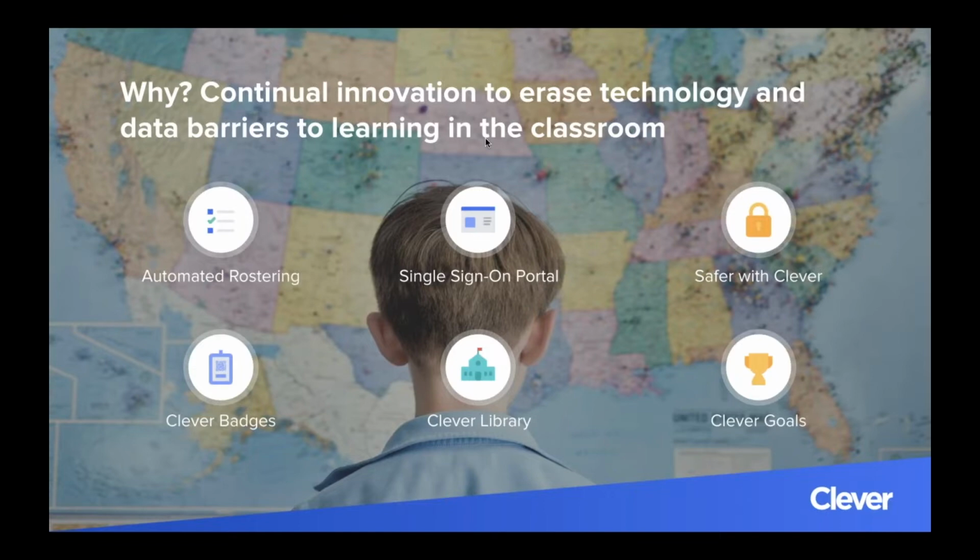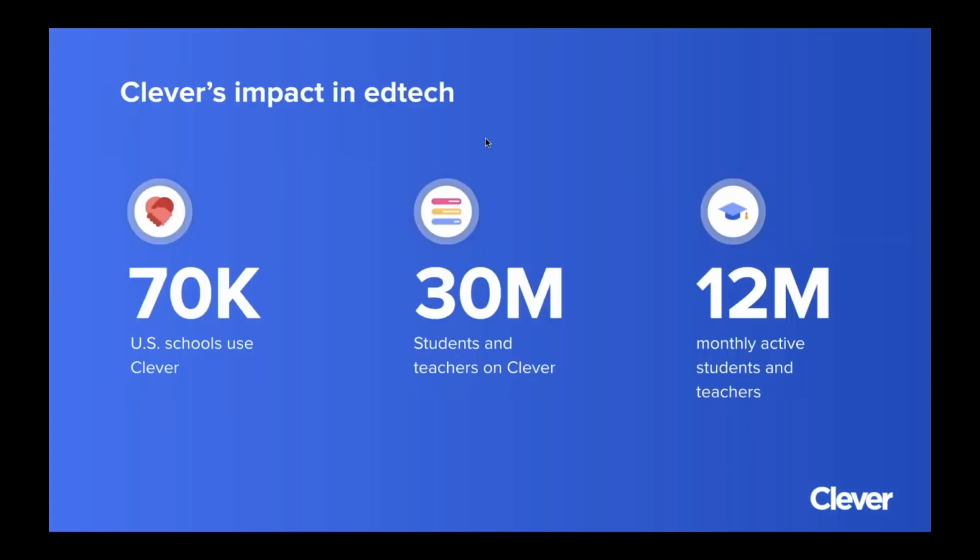And over those years, 7 years now, we are working at a pretty significant scale in US K-12. 70,000 US schools, a little over half, actively use Clever to connect with their learning software. 30 million students and teachers in the US have Clever accounts, and 12 million of those are monthly active users of our single sign-on portal. When I joined Clever in 2014, we were working with 15,000 schools at that time. So it has grown significantly in the last 5 years.